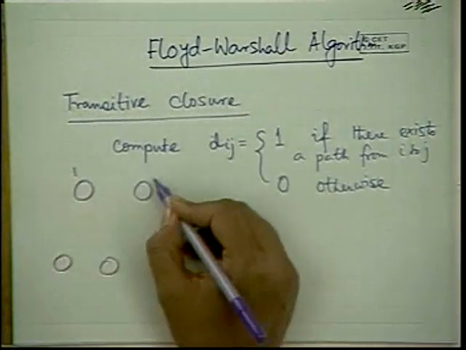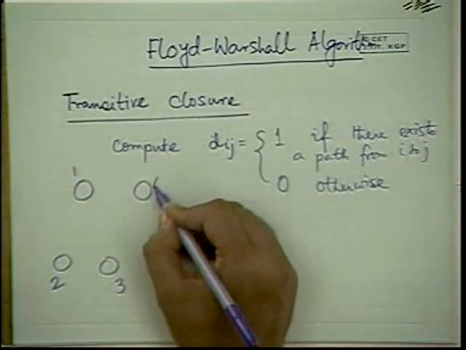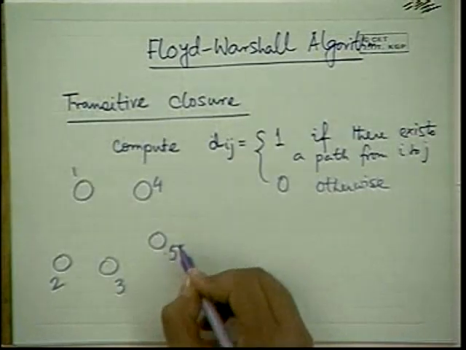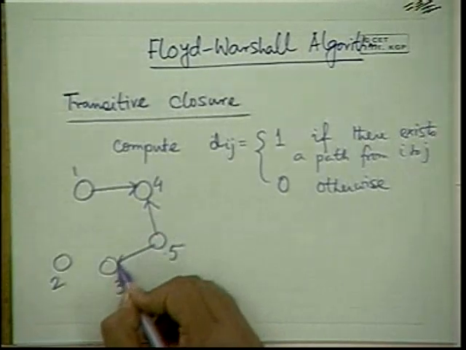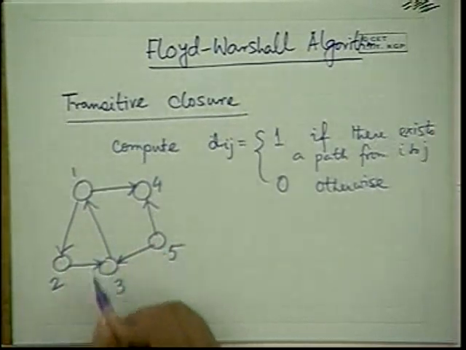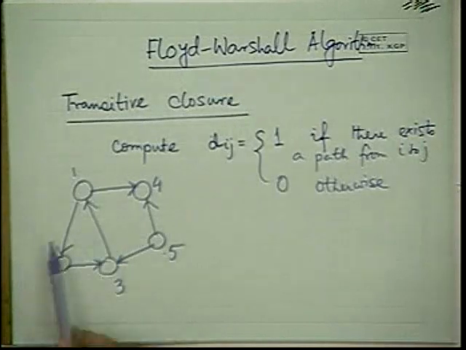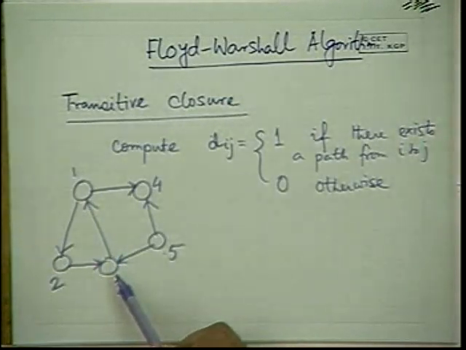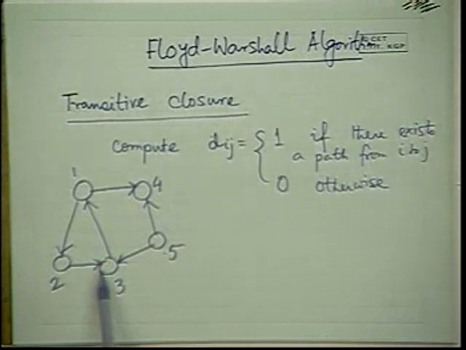So this is 1, I am indexing them with integers. From now on we will see the vertices are indexed by integers. So suppose this is a graph, taking a directed graph here. Now for this graph, you can see there is no edge from 1 to 3, but in the transitive closure there will be an edge from 1 to 3, because there is a path from 1 to 3, 1, 2, 3. So D13 should be 1.